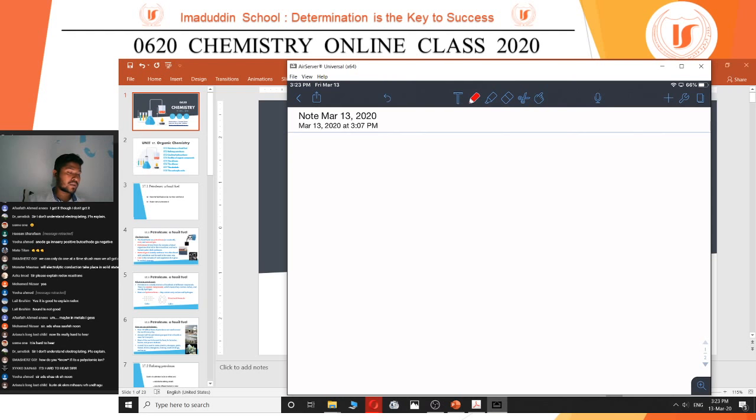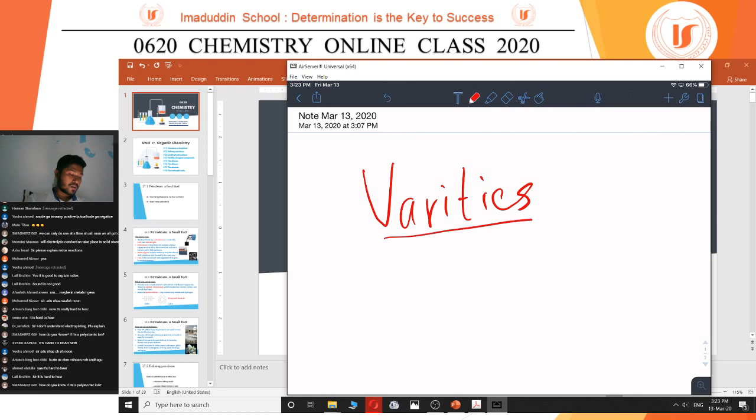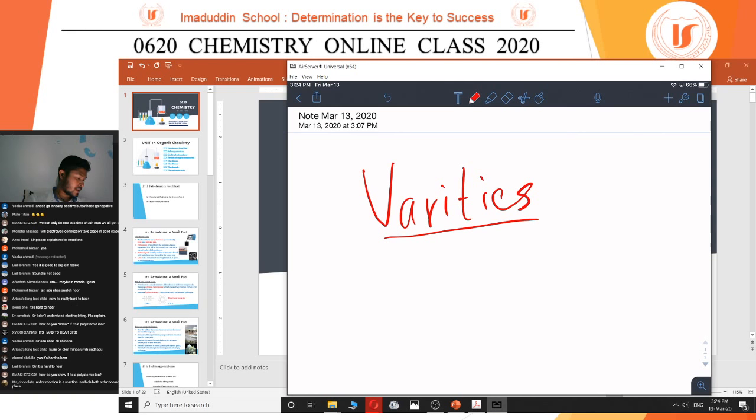You will need some practice in order to practice balancing equations, because with balancing equations you have varieties, different types, different kinds of equations. That will be a very big challenging task.